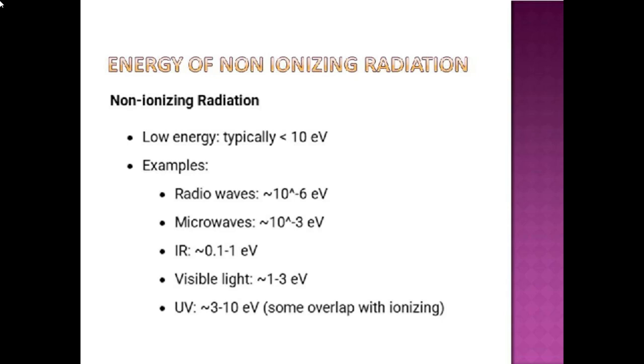Non-ionizing radiation, as we know, has low energy, typically below 10 electron volts. That's why it is not able to ionize or knock out an electron from the atom. For example, radio waves are about 10 to the power minus 6 electron volt. Microwave has 10 to the power minus 3 electron volt. IR is 0.1 to 1 electron volt. Visible light is 1 to 3 electron volts, and UV radiation is 3 to 10 electron volts.